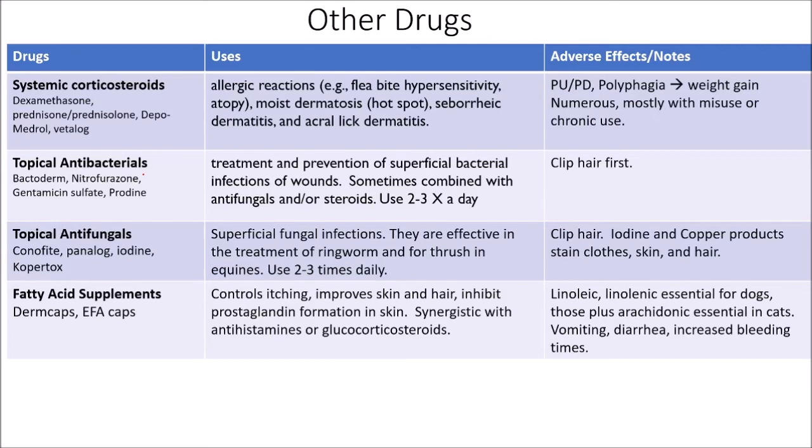Linoleic and amino acids are essential for dogs, plus arachidonic acid, which is essential for cats. But we have to be very careful, as there can be vomiting, diarrhea, and some increased bleeding times.